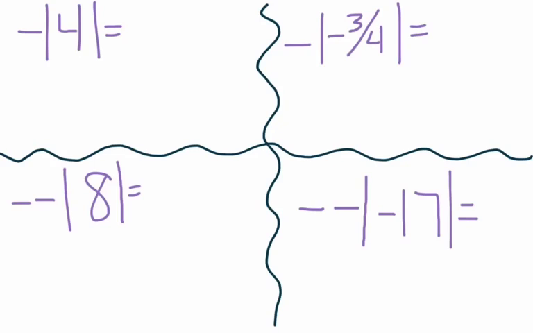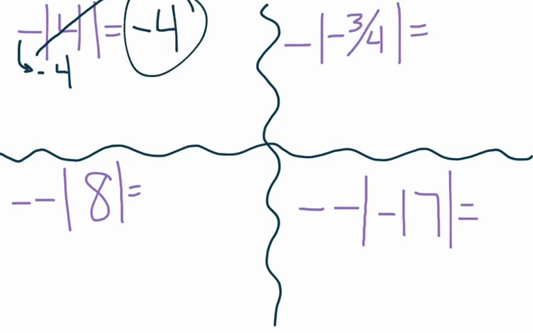First problem in the top left is: what is the negative absolute value of 4? Alright, so we're going to do our absolute value first. I know that the absolute value of 4 is just 4. And then I'm going to bring this negative sign down. Nothing can change from here, so I know that my answer is -4.